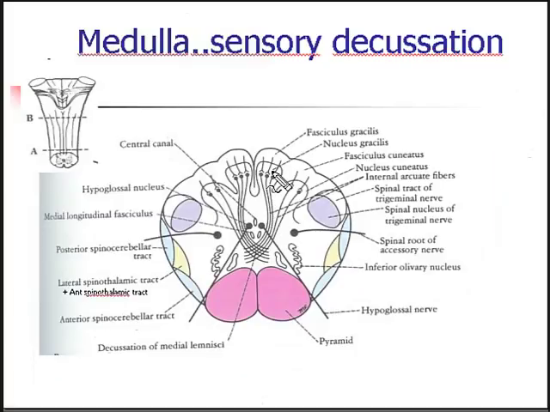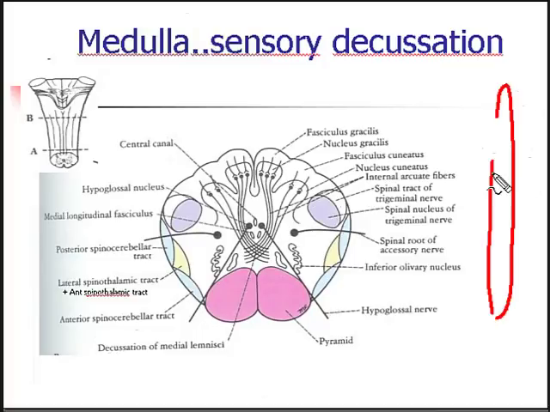Then let's look at the other nuclei. We see the spinal tract, because that is present. Remember, I said it was present from the midbrain up to the pons. You see a nucleus of the trigeminal. At this level, it's called the spinal nucleus of the trigeminal. So nucleus gracilis, nucleus cuneatus, spinal nucleus. The accessory nucleus is here, so we see that. This is still called the spinal root of the accessory.